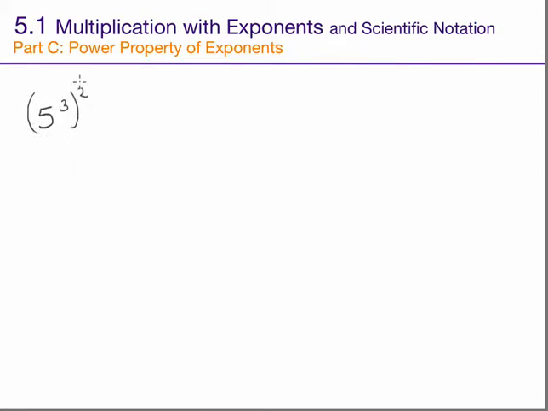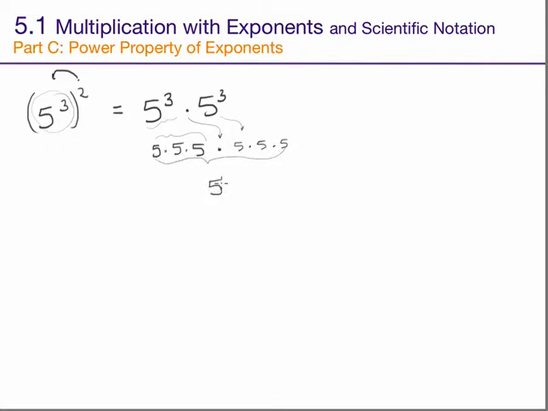What does this mean? This to the second power, or squared, means take the thing it's stuck to, which is all of this, and multiply it by itself 2 times. So this becomes 5 to the third times itself 2 times. Now we can either go back to first principles and recognize that 5 to the third means multiply 5 by itself 3 times. This times can come down here, and then 5 to the third again means multiply 5 by itself 3 times. The shorthand for this is 5 to the 6th.